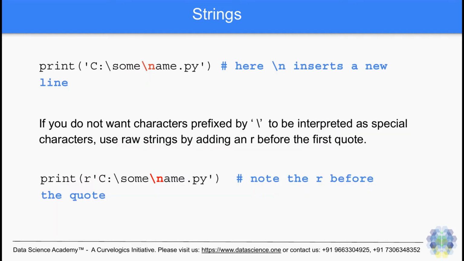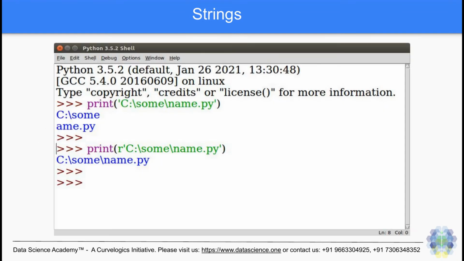In some situations, where \n is part of a string, as seen in this example of a file path, the \n is interpreted as a new line character. If this is not the desired outcome, one could use raw strings by adding an r before the first quote. The r can be either uppercase or lowercase.